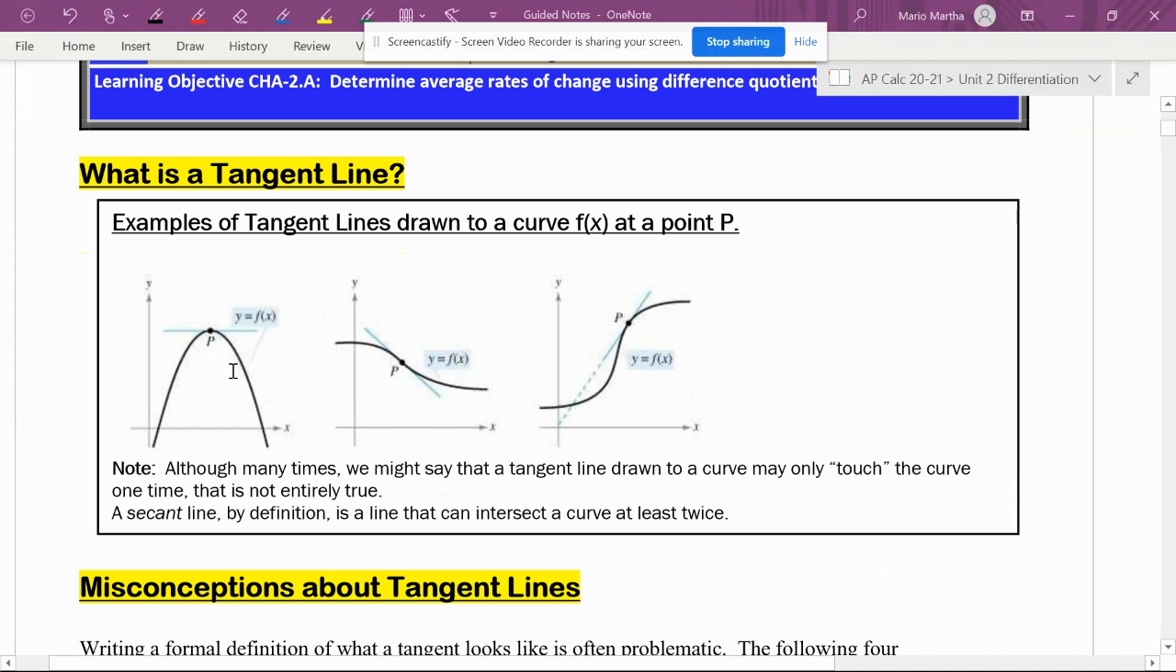Here you have this graph, kind of looks like a parabola, right? And the line right there is touching at point P. Same thing right here, y equals f of x. This is a line tangent to it. We'll talk a little bit more about what it means to be tangent. And also this line is tangent at point P. Note, although many times we might say that a tangent line drawn to a curve may only touch the curve one time, that is not entirely true. A secant line, by definition, is a line that can intersect a curve at least twice.